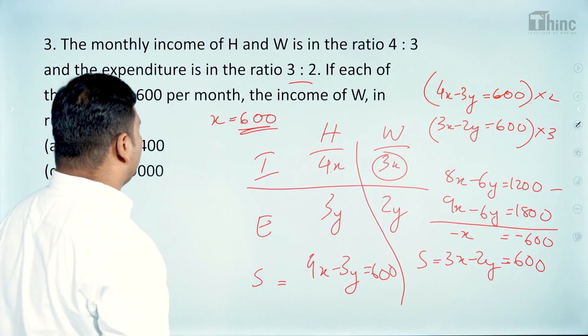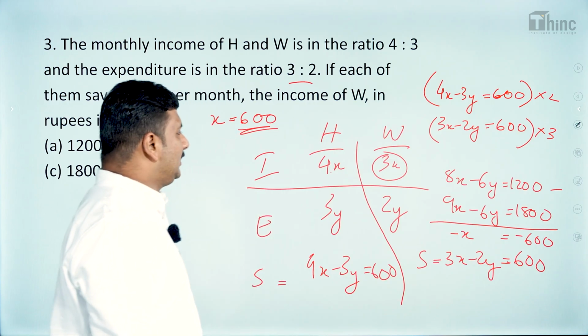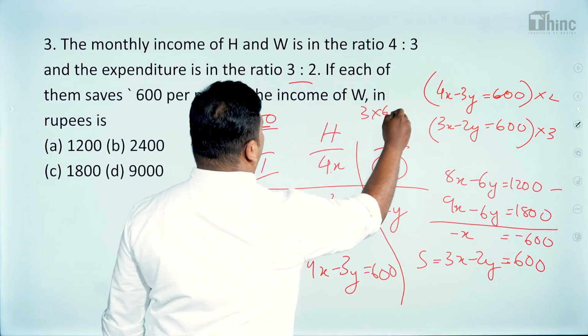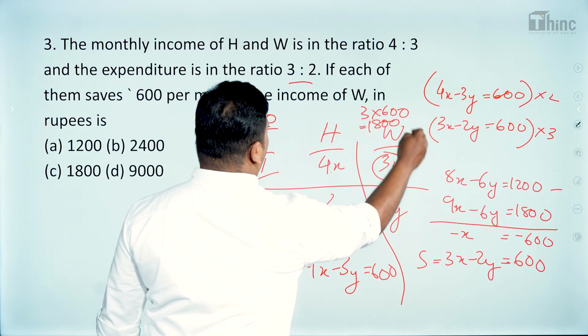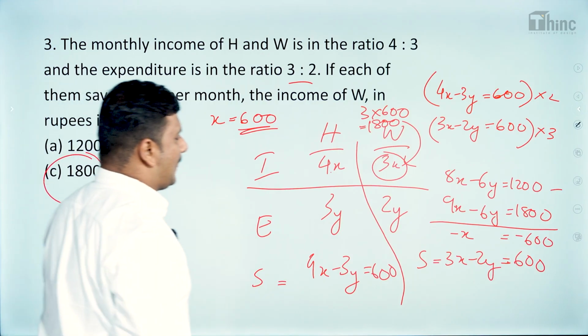Now what we have to find out is nothing but the income of W, right? So what will be the income of W? It is 3x. So it is nothing but 3 into 600, which is nothing but 1800. So 1800 is what the income of W is. Option C will be the correct answer.